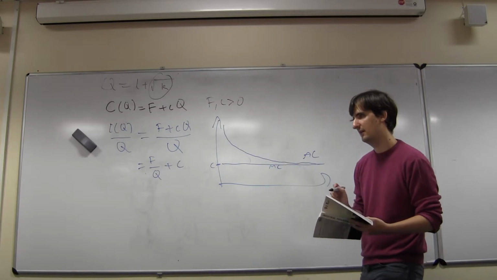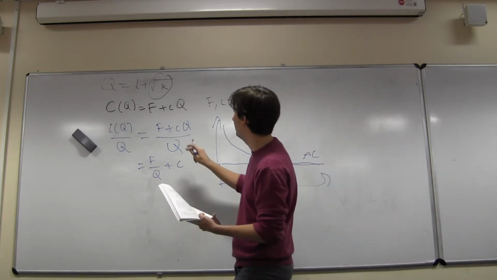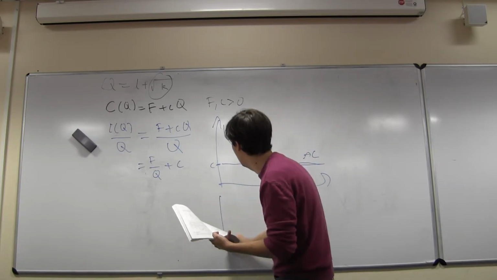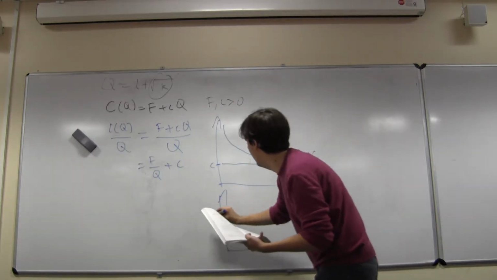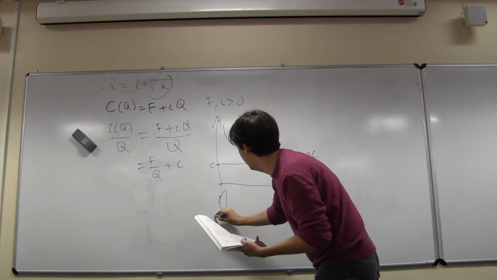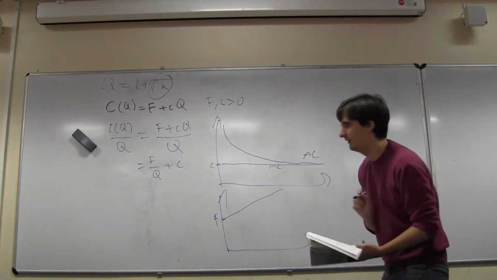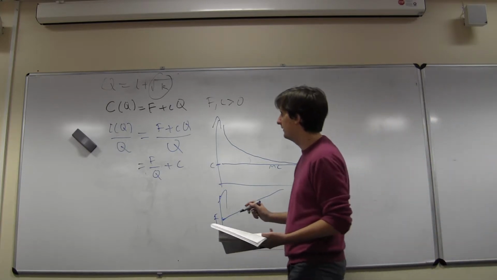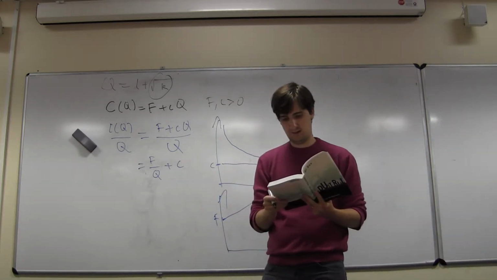And total cost should be increasing. Yeah. So total cost is what we started with. So I'll draw this on a different line, and this is going to be F, and it's going to be a straight line. Okay, so that was easy.